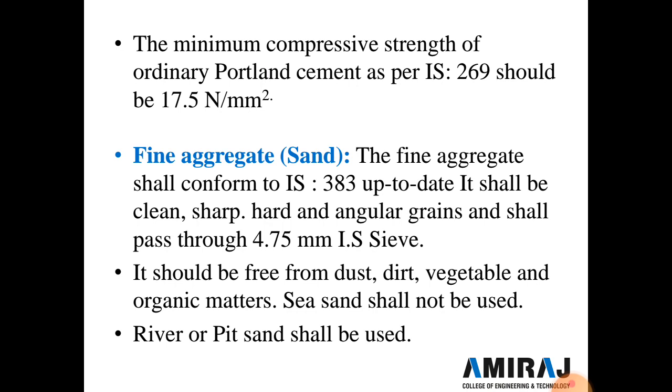Now the next material used is fine aggregate. So generally sand as per IS 383 up to date shall be clean, sharp, hard, and of angular grain, shall pass through the 4.75 mm IS sieve, and shall be free from dirt, vegetable, and organic matter. And generally we use river or pit sand in place of sea sand.